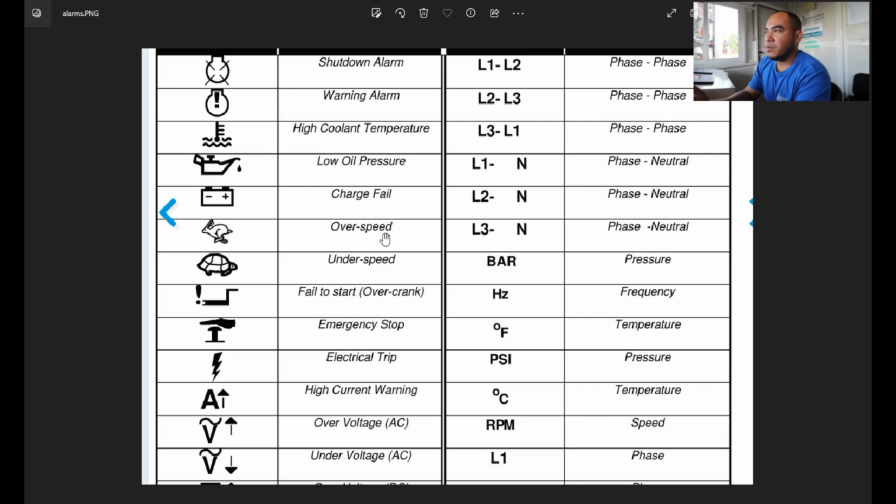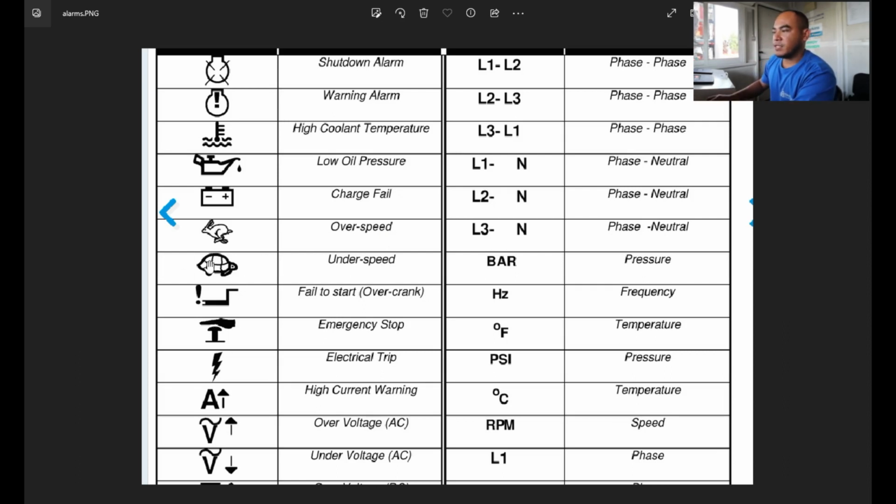So how do you fix that? You have to run the generator and observe what is really going on. If you have a speed controller or an ECM, you have to look at what calibration is needed. You have to adjust the speed in accordance with what you need, like 1800 or 1500 RPM. Okay, so next is this turtle.